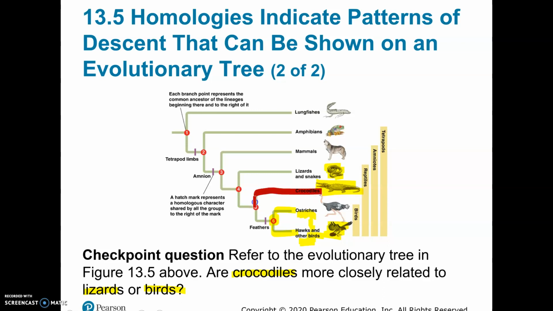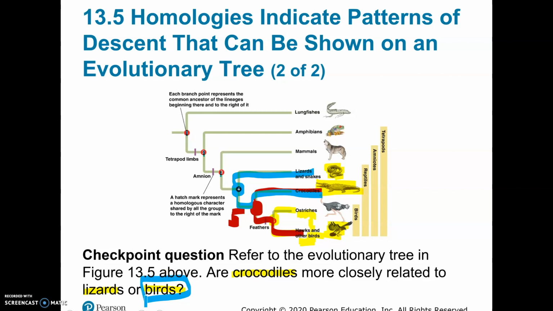So crocodiles and birds, if I track back to where they meet at position 5, right? Now let's track back and see crocodiles and lizards. So crocodiles and lizards meet all the way back here at position 4, further back in our evolutionary tree, because this is basically getting more primitive as we go backwards. So our correct answer is crocodiles are more closely related to birds.